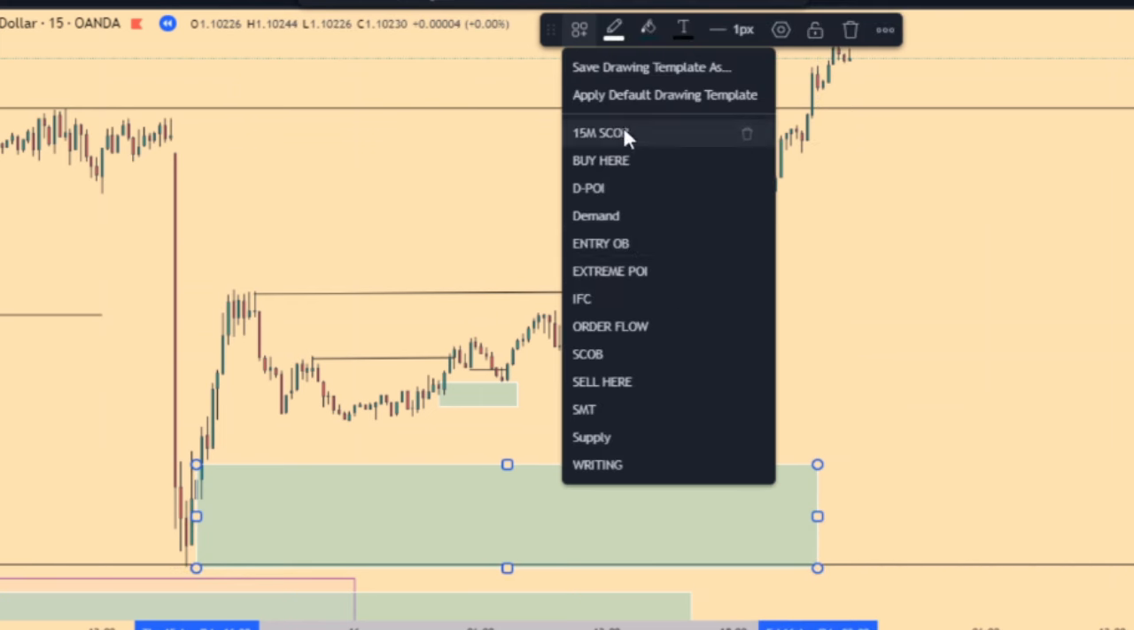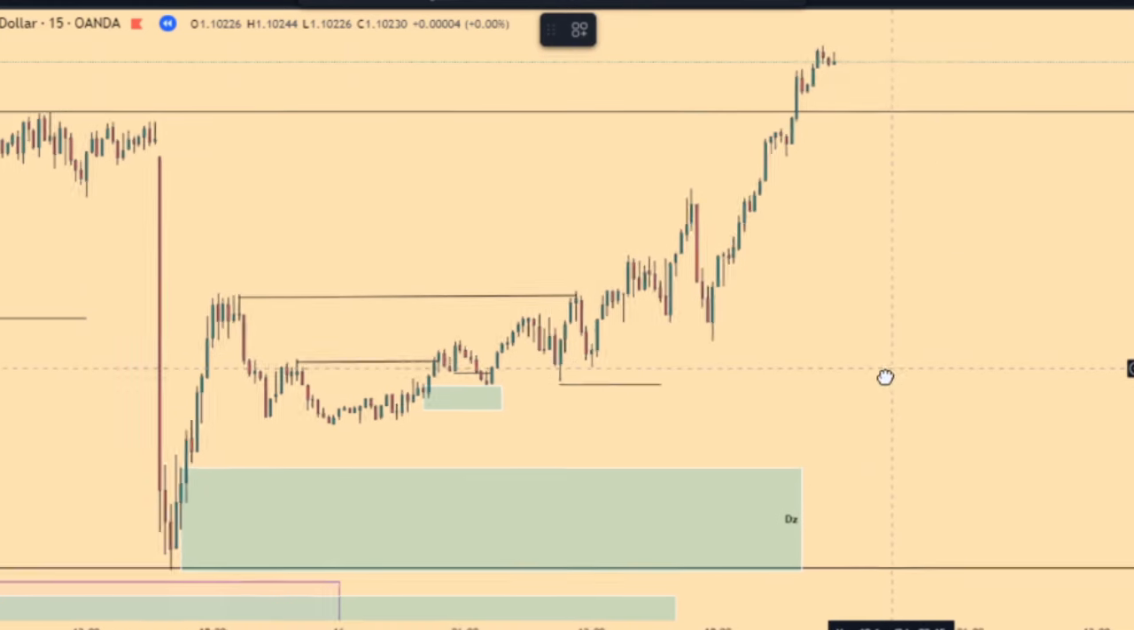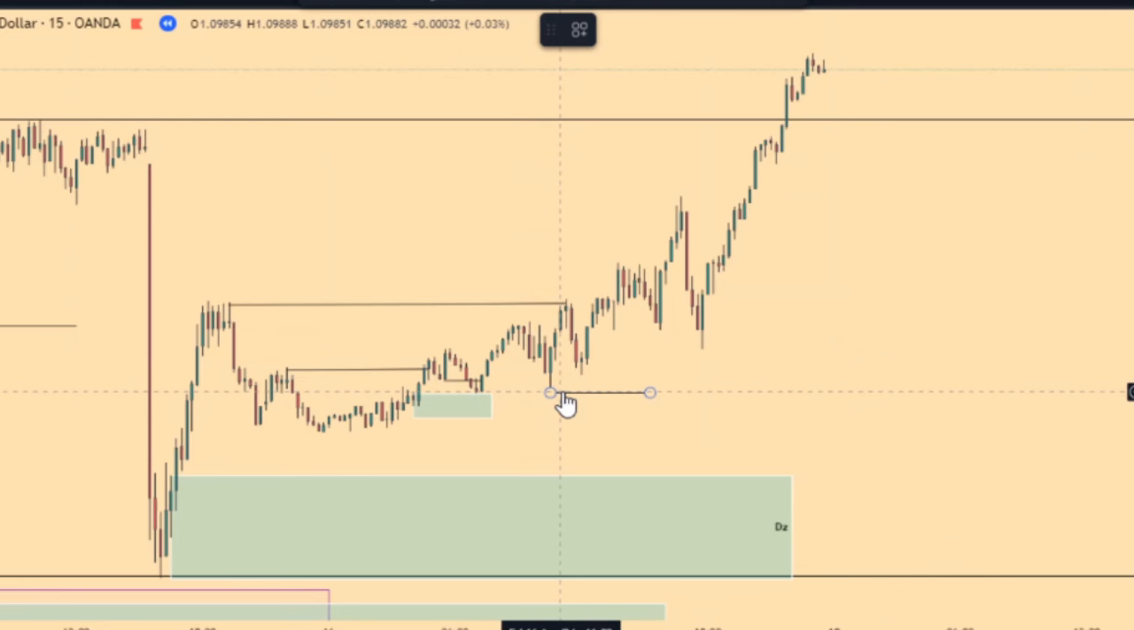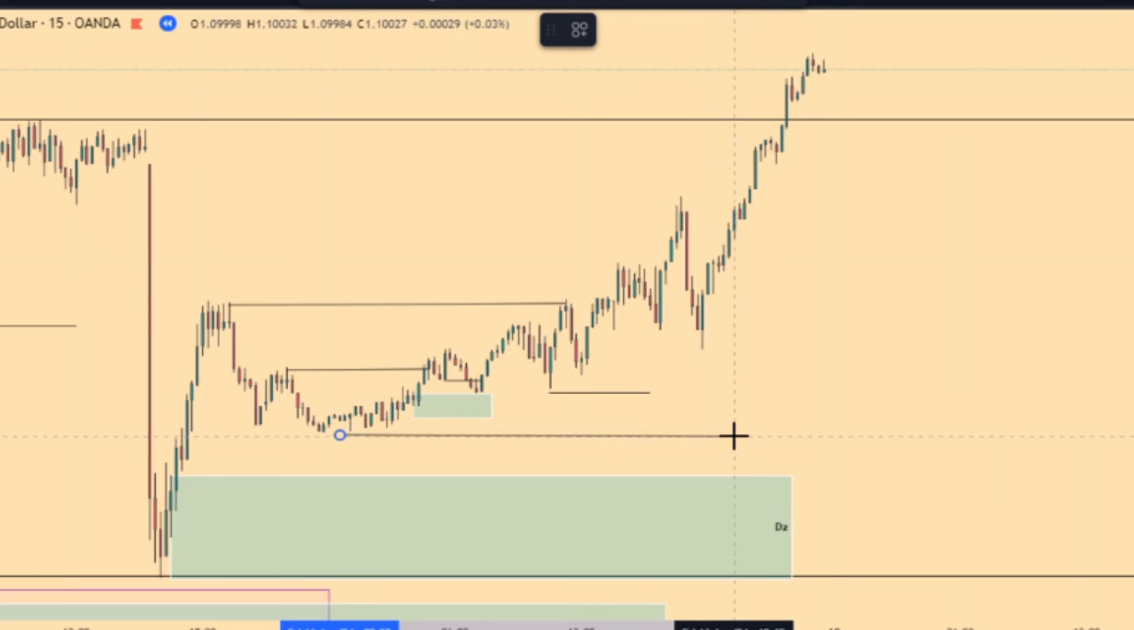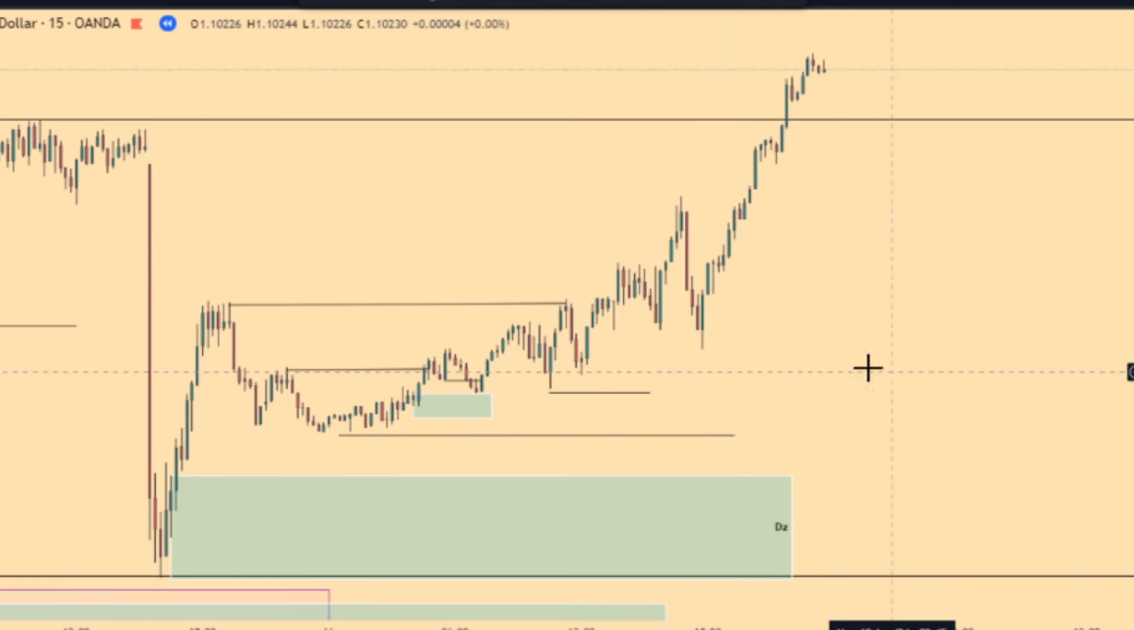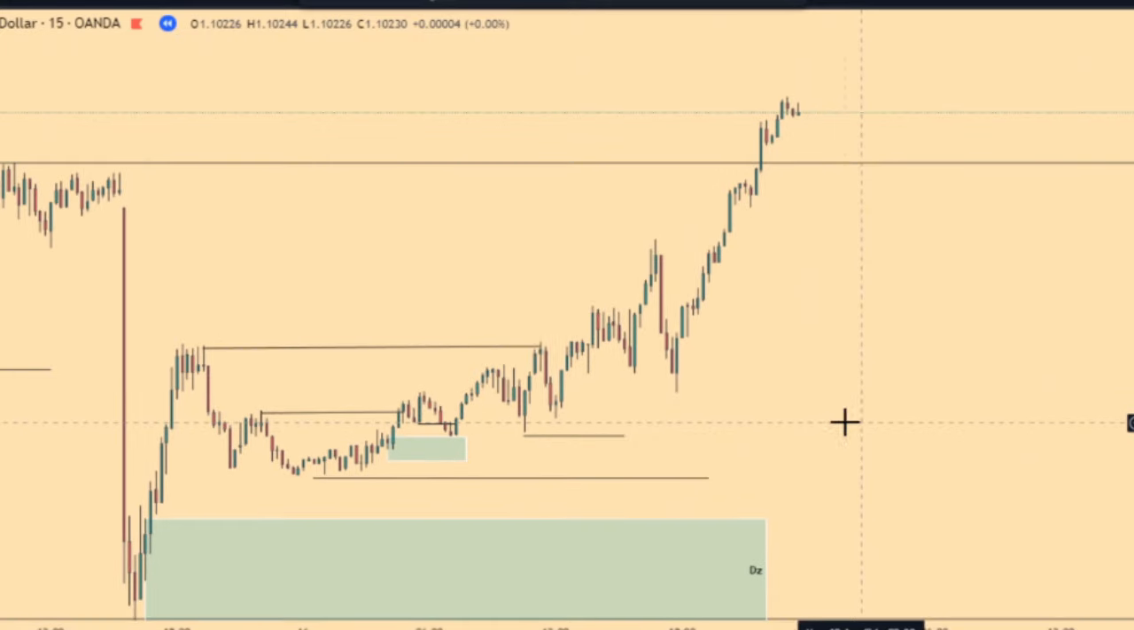This is now extreme POI. Can't even find the best labeling here. Extreme POI. So let's just make it a demand zone. So you're expecting this to be IDM. Some people will be expecting this to be engineered liquidity, which is okay. But you see, the market does not care what all these are. It will just move when it wants to move.